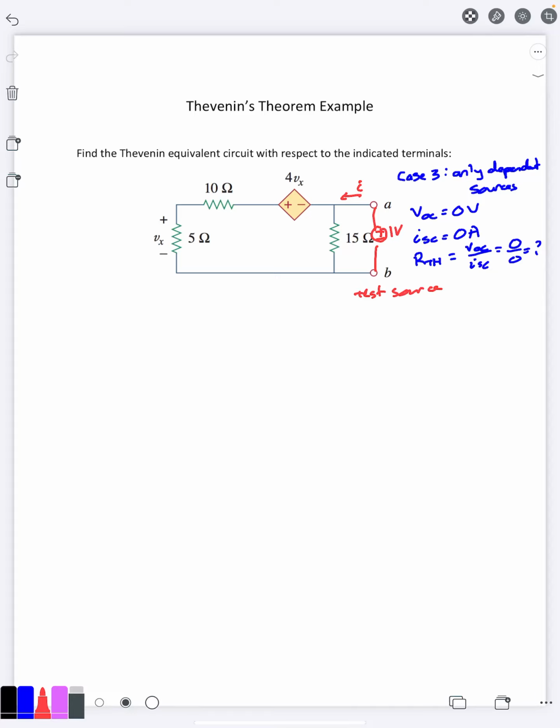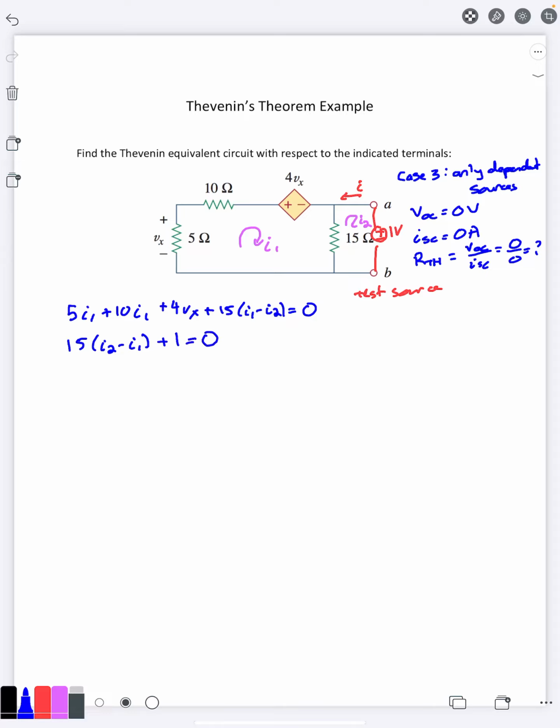But now we have to solve this here. We can use node voltage or mesh current. I probably want to use mesh current just because we have multiple nodes here. So I'll call the mesh currents I1 and I2. Going around the first loop, I would have 5I1 plus 10I1 plus 4Vx plus 15(I1 minus I2) is equal to 0. Going around the second loop, I would have 15(I2 minus I1) plus the 1 volt equal to 0.